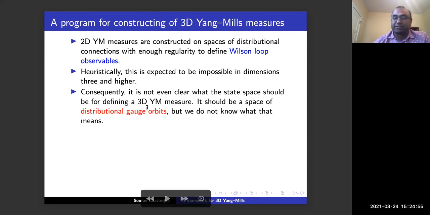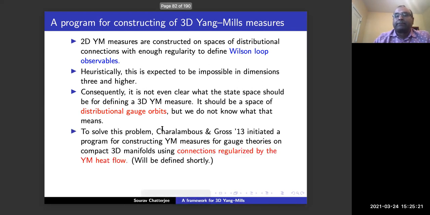If you want to define a measure, you want to know what the state space should be. And it's not even clear what the state space is for a 3D or higher dimensional Yang-Mills measure. It should be a space of distributional gauge orbits. We had these gauge orbits, elements of A/G that I showed, but those will not be enough. Those are sort of like functions, and then you have some distributional equivalent of that, but we don't know what that means. What is a distributional gauge orbit?